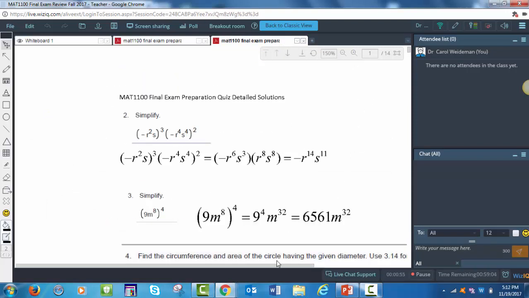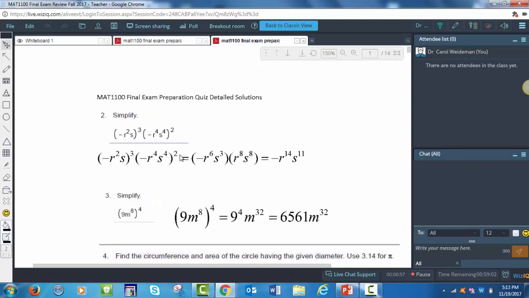So problem number 2 is an exponent problem, and we've got parentheses with powers outside. So remember, when we want to distribute that, we're going to have to raise a power to a power, and we're going to have to multiply. So in the first case here, we're raising it to the third power. The negative 1 is going to stay as negative 1. Negative 1 cubed is still negative 1. R squared raised to the third power gives us r to the 6th. S raised to the third power gives us s cubed.